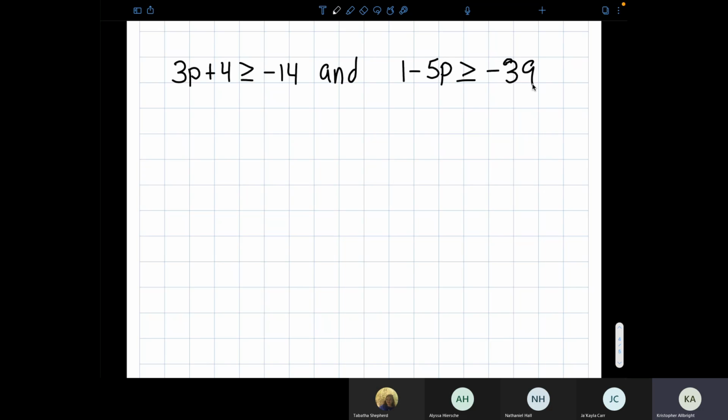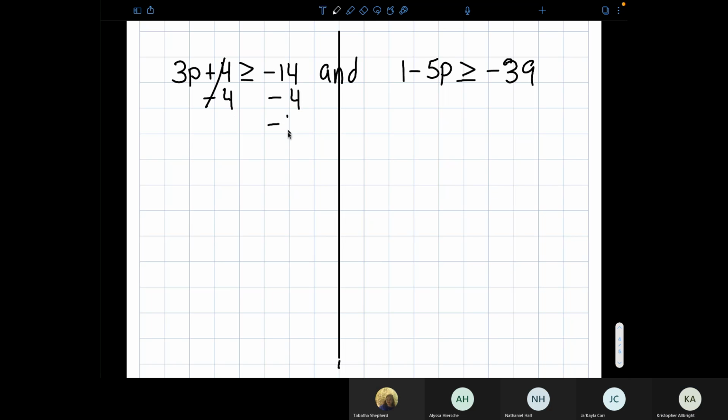So let's work this one. Let's divide it in half again because it is 2 problems. So now we're going to solve our left-hand problem. We're going to subtract our 4 across, subtract our 4, negative 18 here. Still less than, because we haven't divided by a negative or multiplied by a negative.